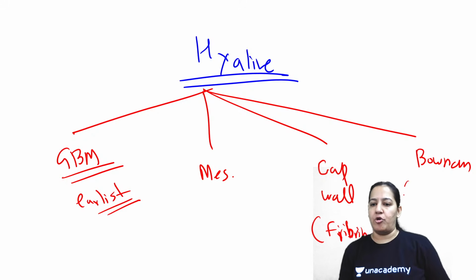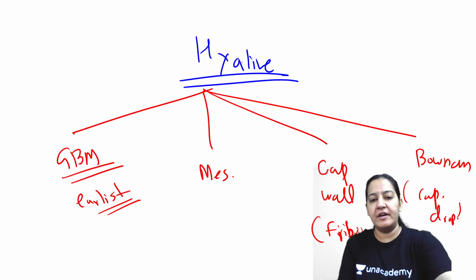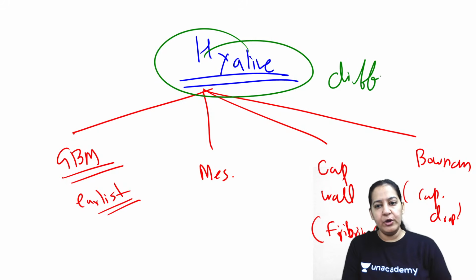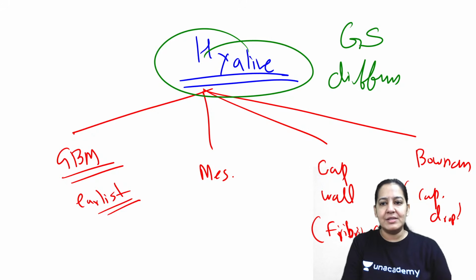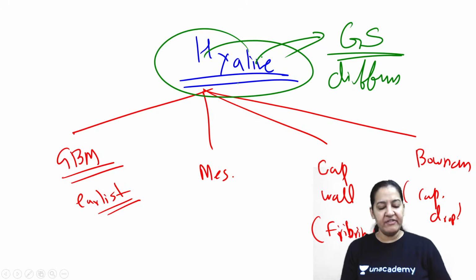It is known as capsular drop. In the Bowman's capsule, various deposits are there. Hyaline is deposited at 4 places. That's why it is known as diffuse glomerulosclerosis, because deposition of hyaline is sclerosis. It is causing sclerosis. Everyone give me a thumbs up.